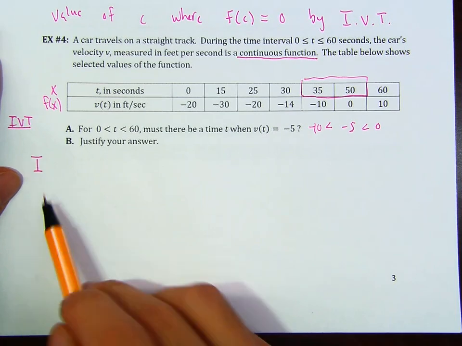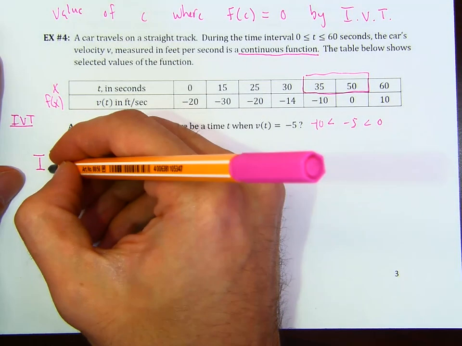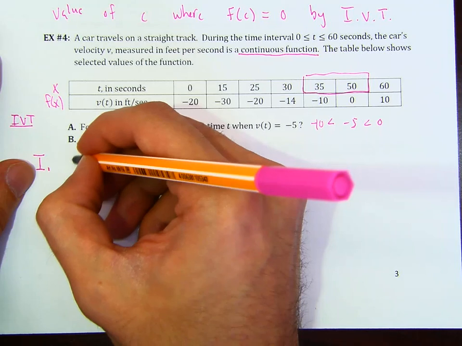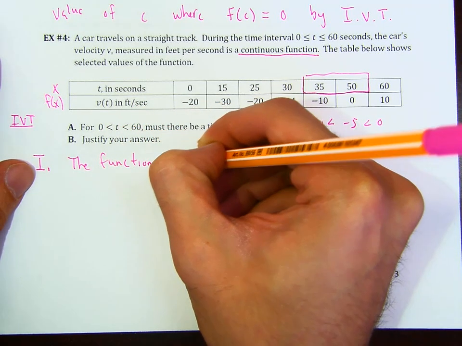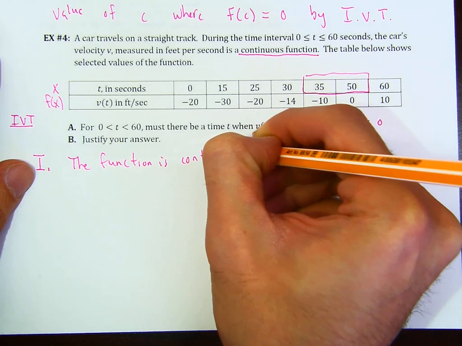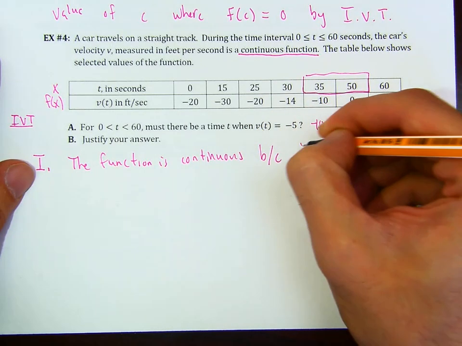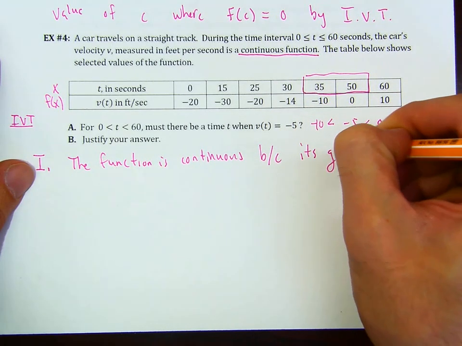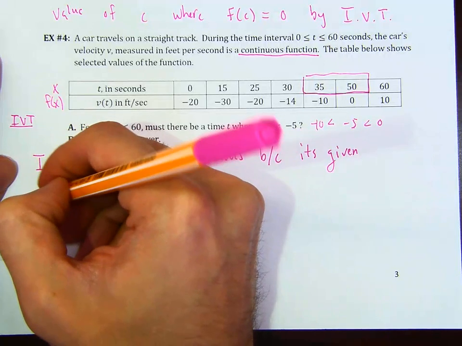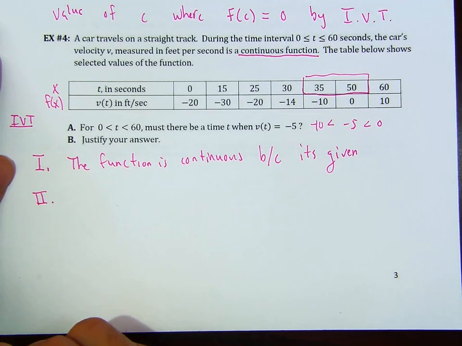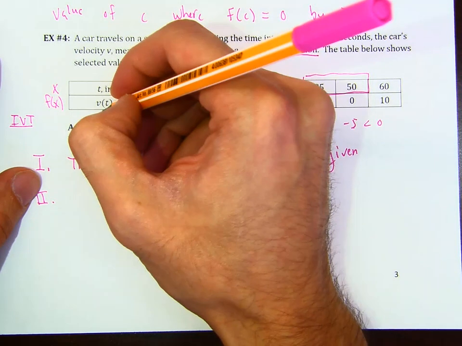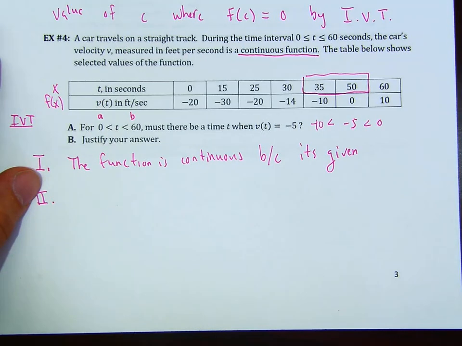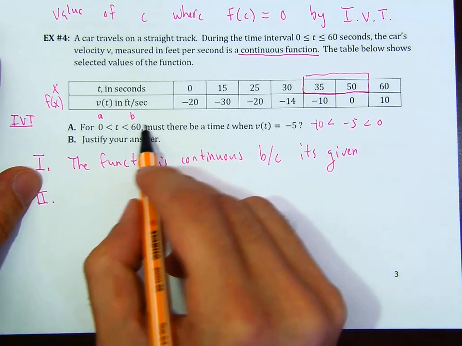So let's use IVT to figure this out. So the first one, the function is continuous, because it's given. Okay? Let's see part 2. You know that this is our A and this is our B. So let's see, from 0 to 60.